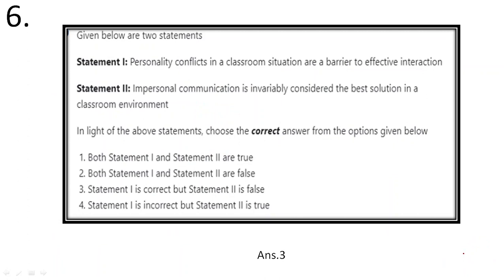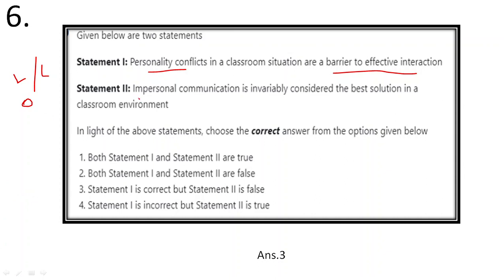Question number 6, given below are two statements. Personality conflicts in a classroom situation are a barrier to effective interaction. Yes, it can be a barrier to effective communication when you have personality conflicts. One is an introvert, one is an extrovert, one is an outgoing personality. You can have various different personalities, and if there are personality conflicts, then in that situation there can be barriers in effective interaction. So statement 1 is correct.